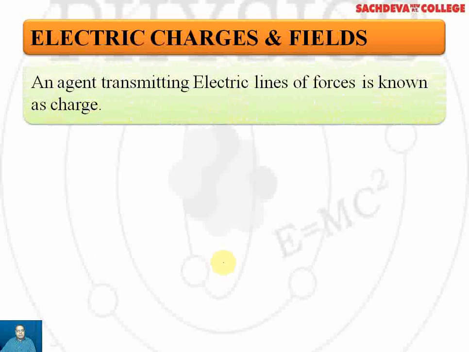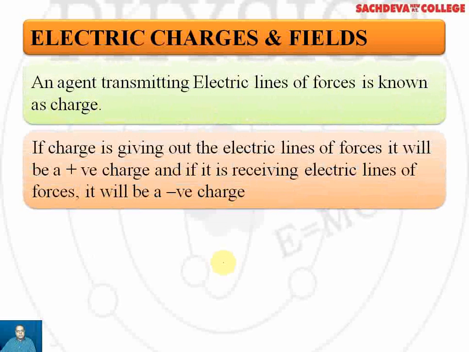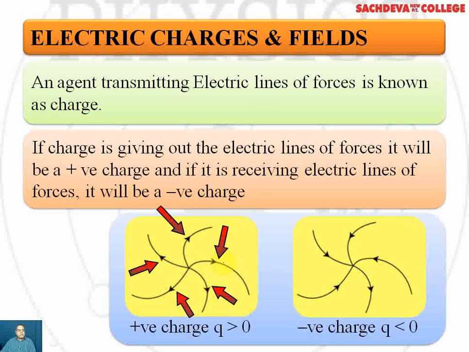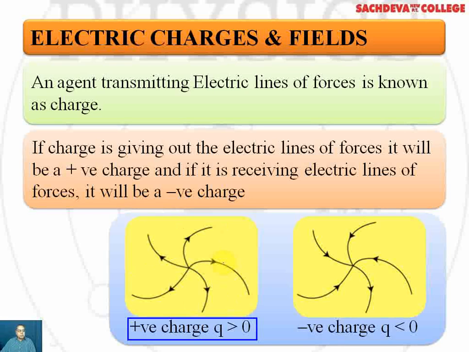If it is emitting electrical lines of forces, it will be a positive charge. And if it is receiving electrical lines of forces, it will be a negative charge. The lines of forces are indicated by small curves. Like in the figure, it is shown Q greater than 0 means positive charge and Q less than 0 will be negative charge.